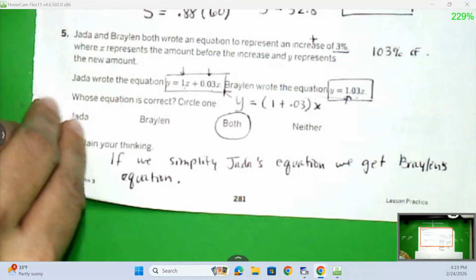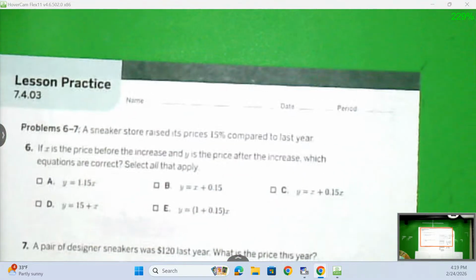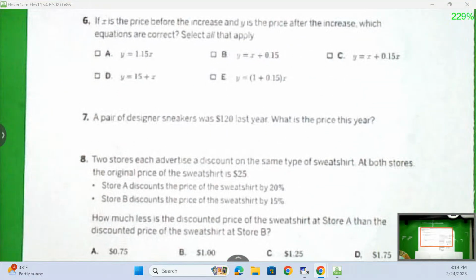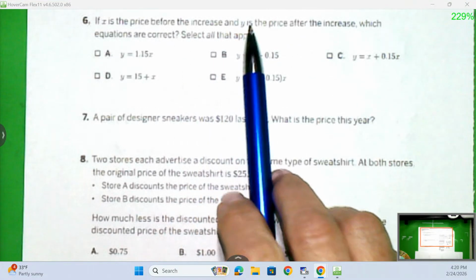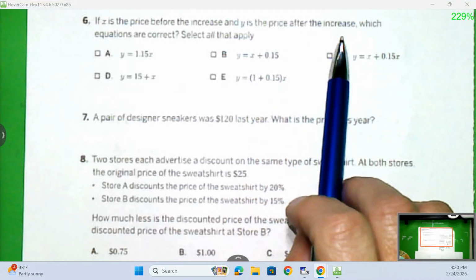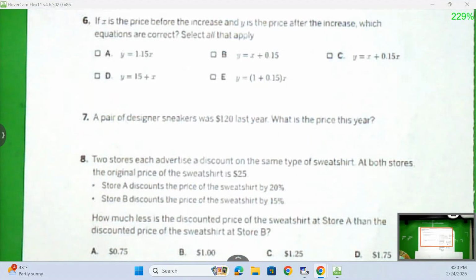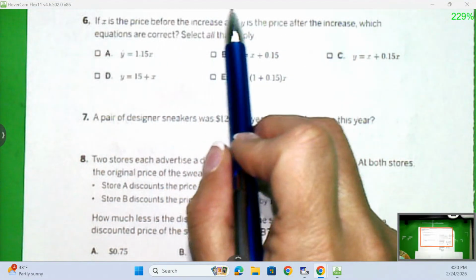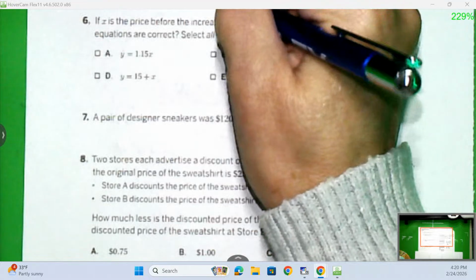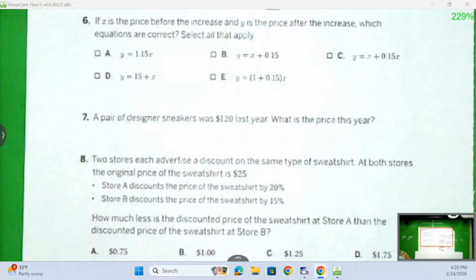Okay, on to question number 6. If X is the price before increases and Y is the price after an increase, which equations are correct? So we have a sneaker store that's raising its prices by 15%. So that's a 15% increase.